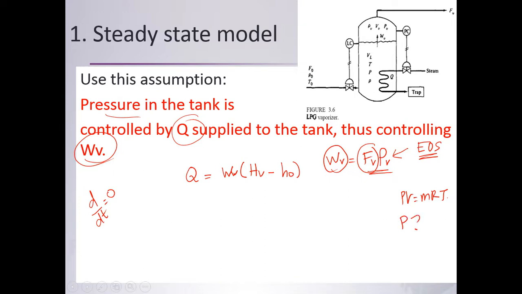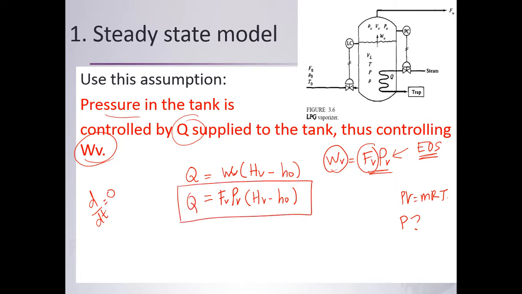Okay, so thus we can always replace WV with FV rho V times HV minus H0. So this is your first equation for the steady state model.